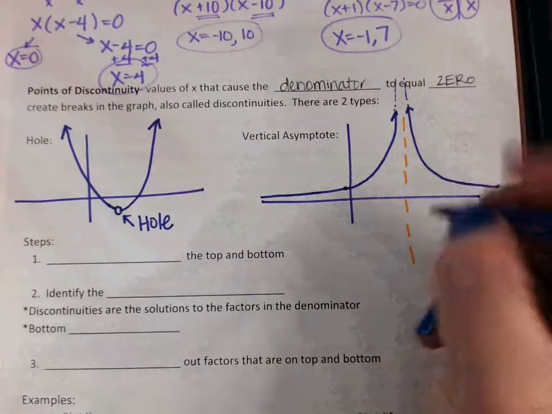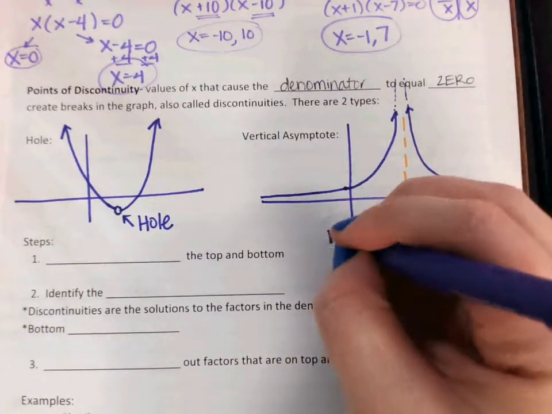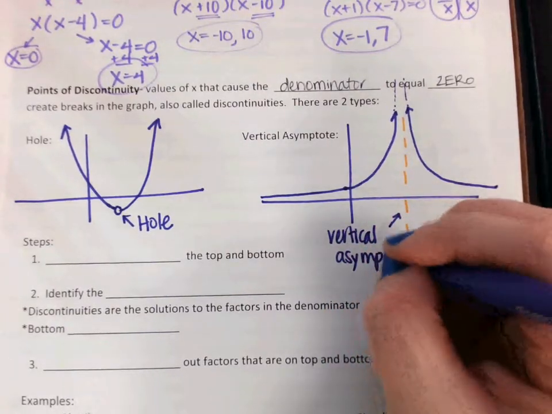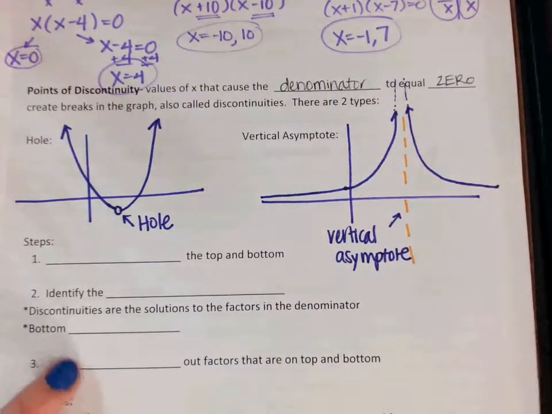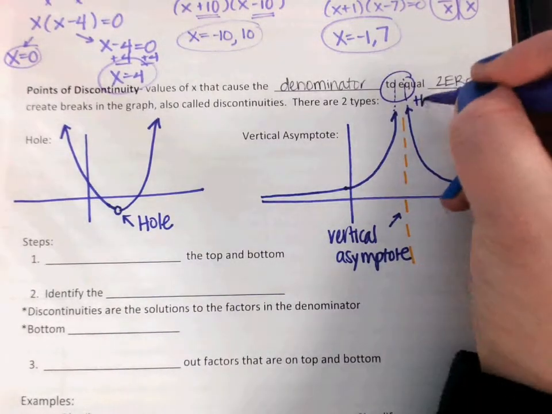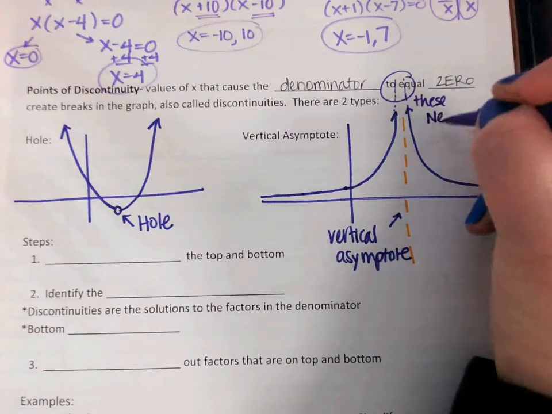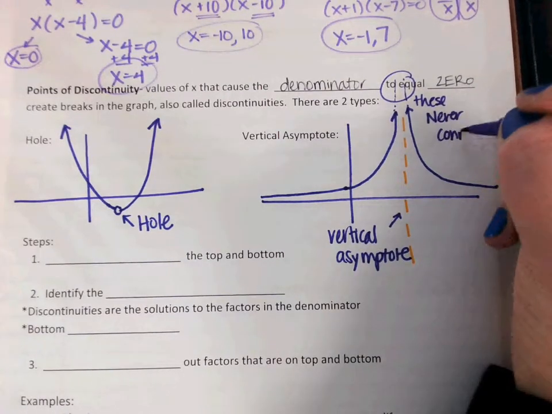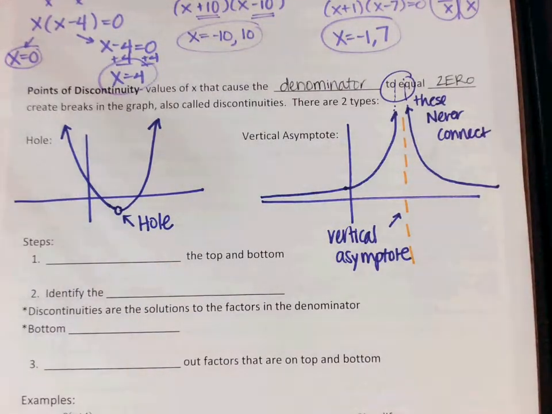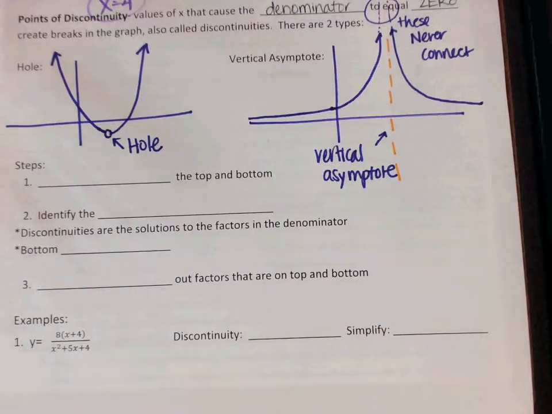Okay, so remember, this is called the vertical asymptote. And your graph is not allowed to pass through it. So up here, I'm going to put these never connect. Okay, exact same thing here. At your hole, those sides never connect. There's an open space left over. Okay? All right, so here are your steps.